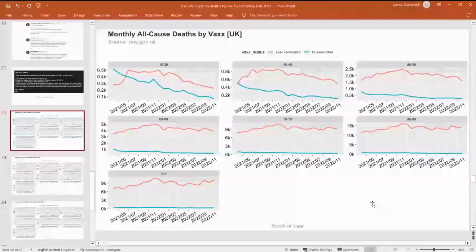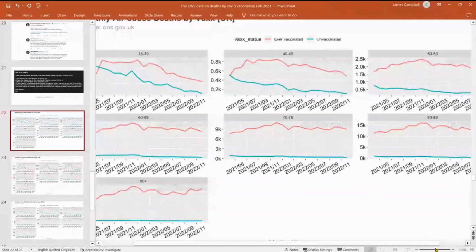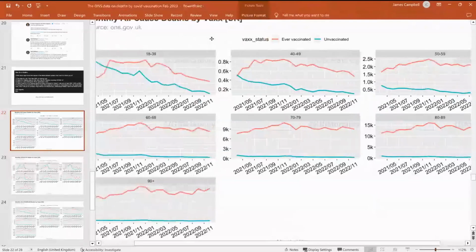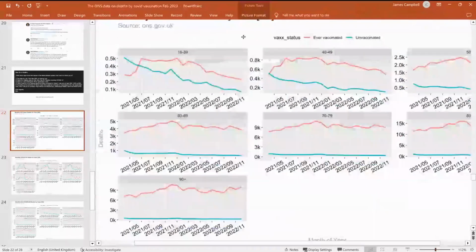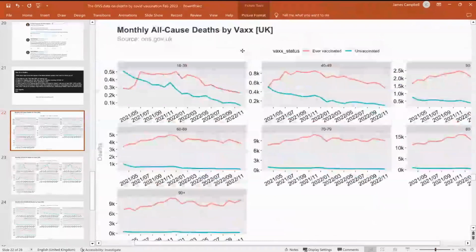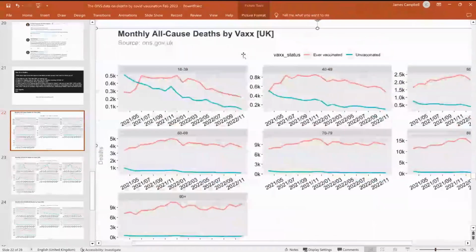Also, he's produced these. We look at the next set of graphs. Here, these are graphs which look at the absolute numbers of deaths by these different age categories. Now you can see that for the ever vaccinated the numbers are much, much higher than the unvaccinated. Now, of course, this is confounded by the fact that in the older age groups most people are vaccinated. So if you're over 90, almost everyone's vaccinated, so obviously all of the deaths are going to be in the vaccinated.